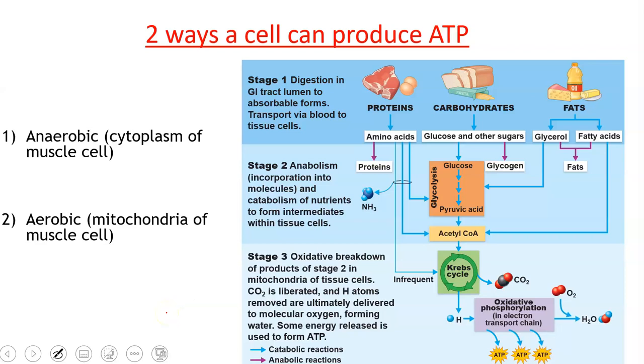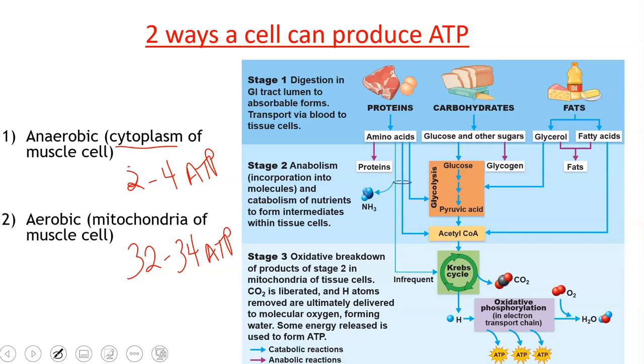How our cells can produce ATP. There's basically two ways. Like I said at the very beginning, there's with oxygen and without oxygen. And it really just depends on how much ATP your cells are going to make. So anaerobic metabolism is going to be making ATP in the cytoplasm of the cell, and it's not going to make very many, maybe 2 to 4 molecules of ATP. Aerobic metabolism, on the other hand, can make 32 to 34 molecules of ATP.